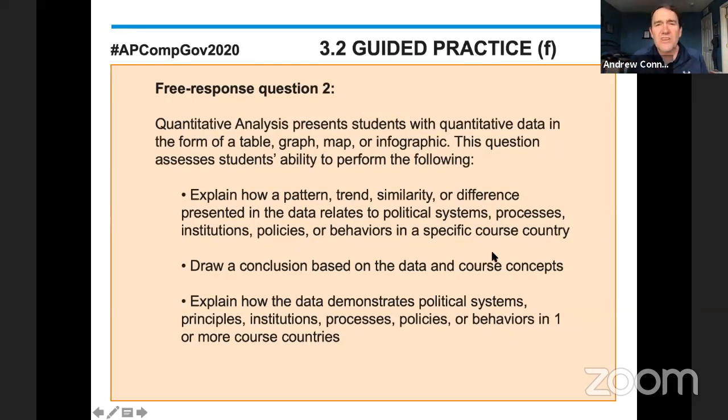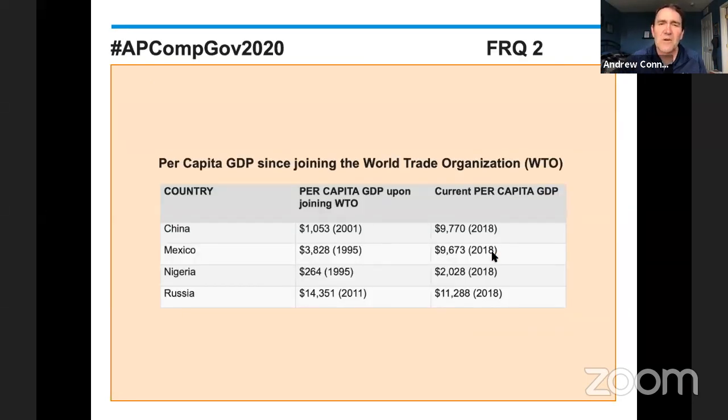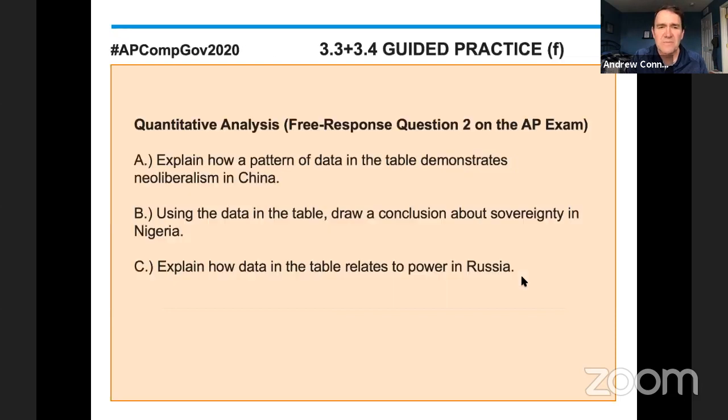So the question I'm writing today is structured after those 3 skills that connects with that data set, the table of information that I was showing you before about per capita GDP of 4 of our countries, from the joining of the WTO, the World Trade Organization, and the most current per capita GDP information that we have for those 4 countries.